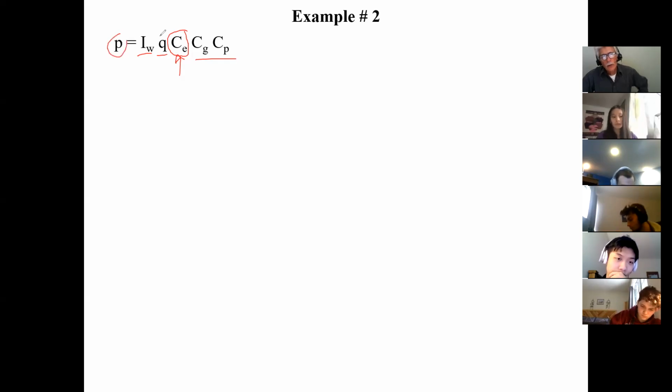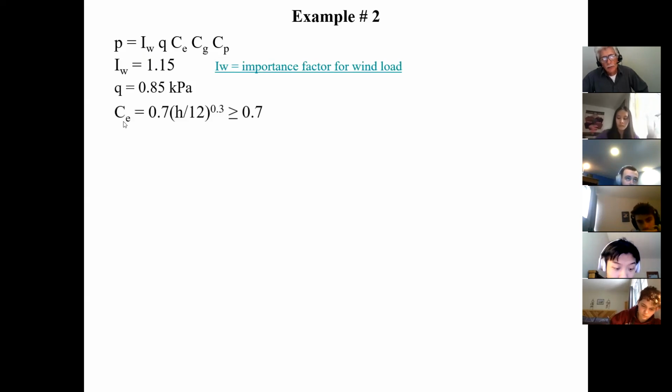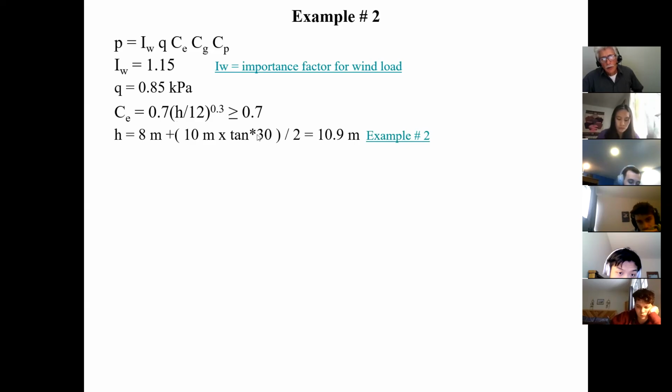So therefore, okay, so here you go. Now, of course, we'd have the same importance factor. We'd have the same Q value. Now, this is the only difference: when I want to calculate CE, I would use this equation here instead of the other one. And don't forget that this has to be greater than or equal to 0.7.